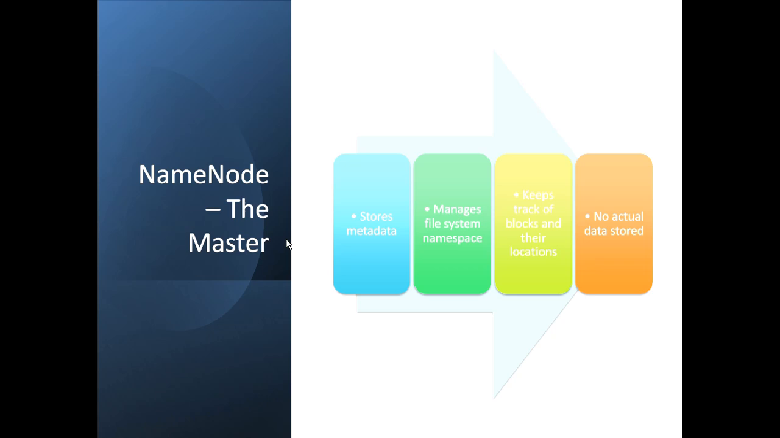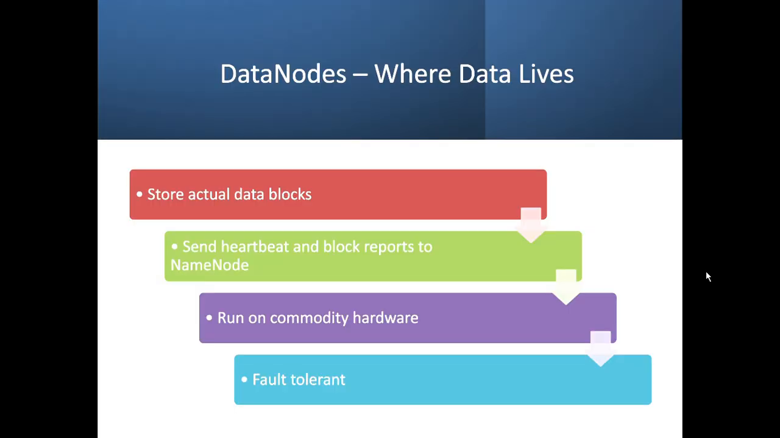So as we have seen, name node is the master, stores all metadata, manages file system namespace, keeps a track of blocks and their locations. No actual data is stored in the name node. So that's all about master name node. Let's discuss about the other components.